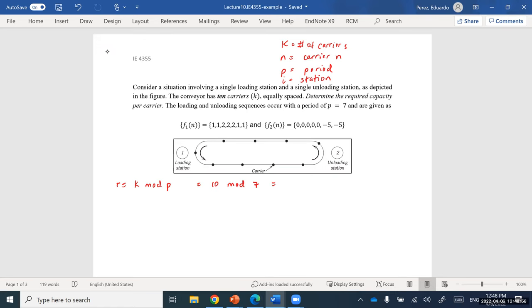What is the value of R? 3. All right. So are the requirements met for this problem? Do you check on those? K over P is not an integer, right? R over P is a proper fraction, and P is a prime number.